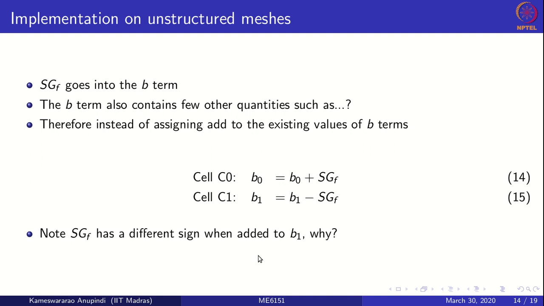So that means the primary gradient can be directly assigned, but the secondary gradient has to be added to the B term of one cell and subtracted from the B term of the other cell. So that's what we have discussed till now.